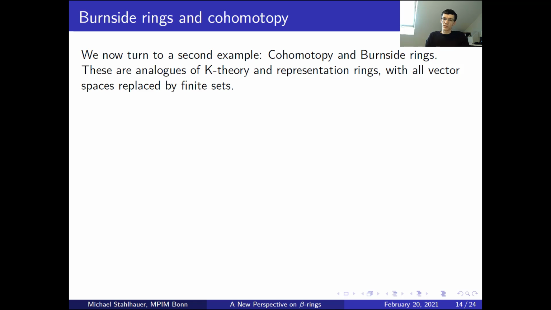And this can then be used to also generalize this formalism. So now we turn to our second example, which was stable cohomology. And the analog of representation rings in this context are the Burnside rings. And the idea is that everywhere where we had vector spaces before, we now replace those by finite sets.